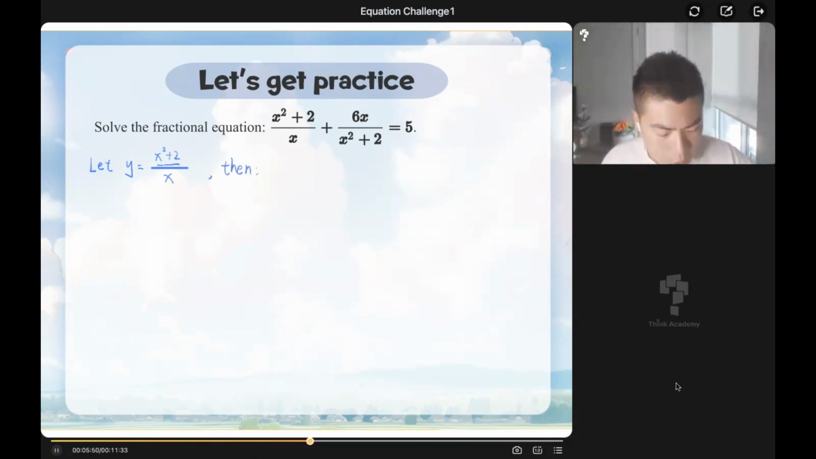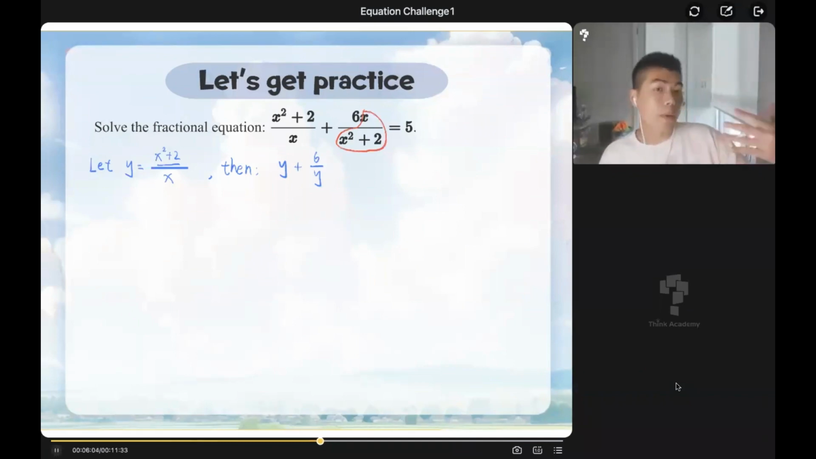So the equation becomes y plus 6 over y. Notice that in the second expression we have the reciprocal of y, because we switched the denominator with the numerator. So we have 6 over y, and this equals, on the right-hand side, 5. Now this equation is simple enough, and we can certainly solve it. First of all, we have to remove the denominator by multiplying both sides by y.